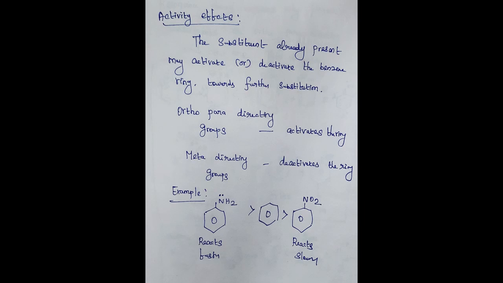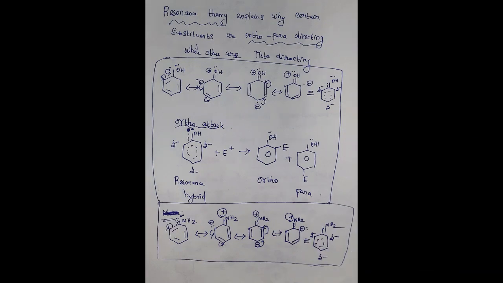Aniline is an ortho-para director. That is, the NH2 group is an ortho-para directing group. NO2 is a meta directing group. So this meta directing group deactivates the ring. The reaction is slower. Ortho-para directing groups activate the ring. This activity effect is explained in terms of resonance theory. This resonance theory explains why certain substituents are ortho-para directing, while others are meta directing groups.